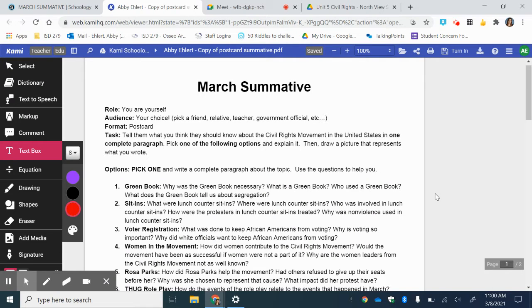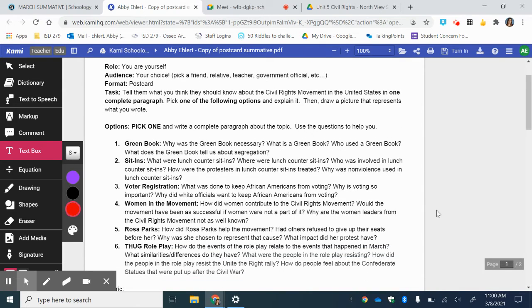And here are the instructions. So your role is you are yourself. You're writing from your own perspective. The audience of your summative is your choice. So you can pick a friend, relative, teacher, government official. The format is a postcard. So that's why we said the audience. You'll be choosing a person to write to. And your task, you're going to tell them what you think they should know about the civil rights movement in the United States in one complete paragraph.